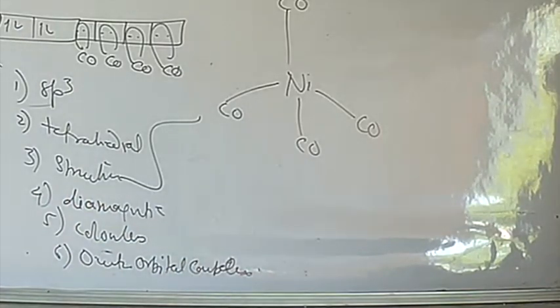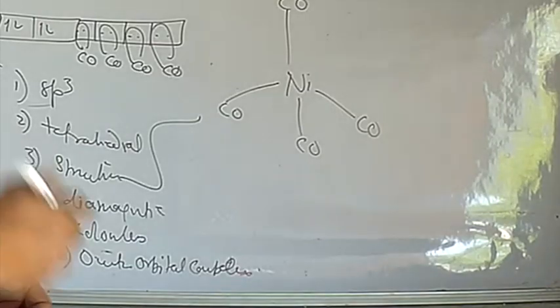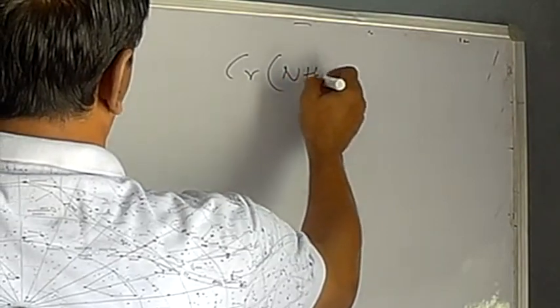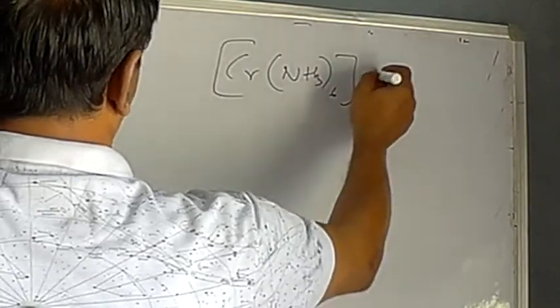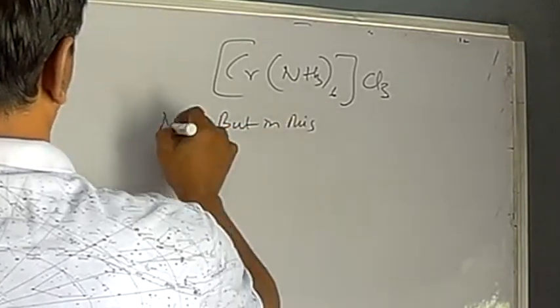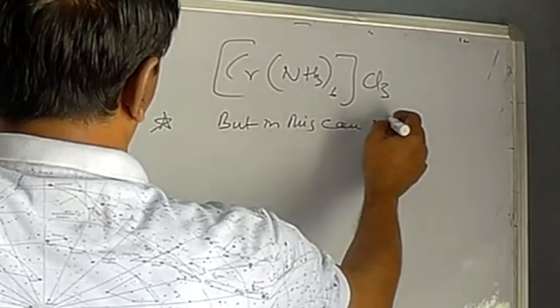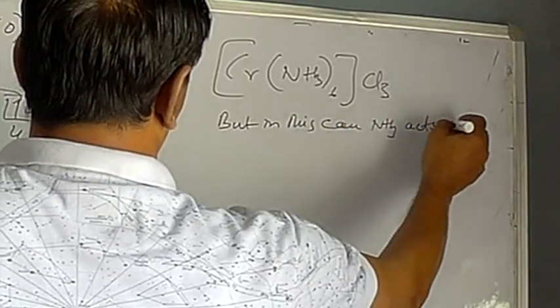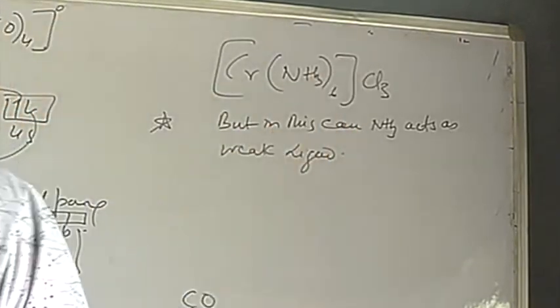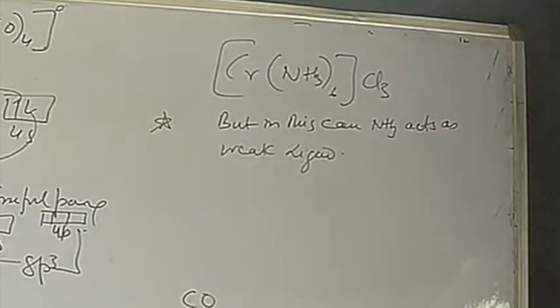So class, this was an example for coordination number 4. So we have taken both coordination number 6 as well as 4. We have worked on weak ligand as well as on strong ligand. Now class, there is one homework for you. Draw yourself [Cr(NH3)6]Cl3, but in this case, remember ammonia acts as a weak ligand. In others it acts as a strong ligand, but in the case of Cr, it acts as a weak ligand.